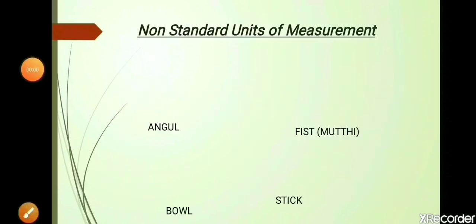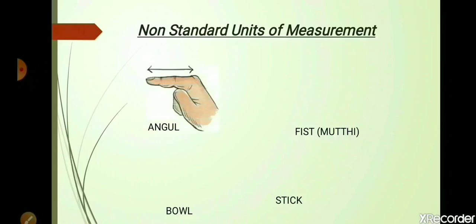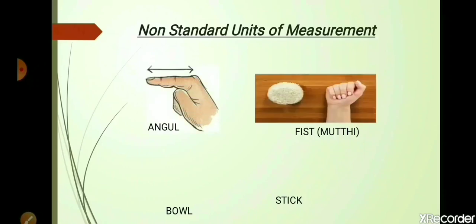Some other non-standard units of measurement that have been popularly used are angul, which is the size of a finger, and a fist or a mutthi. Sometimes we take a handful of a certain item in our mutthi and try to have a rough estimate of a particular quantity. Then the bowl: our mothers in the kitchen, for day-to-day activities, use a cup or katori, or we can say bowl, for daily measurements of cereals.